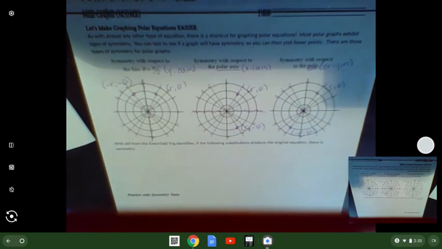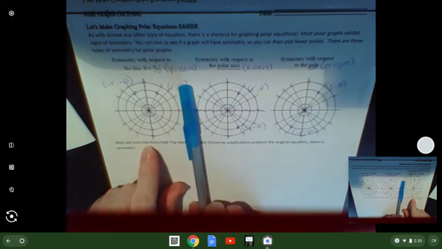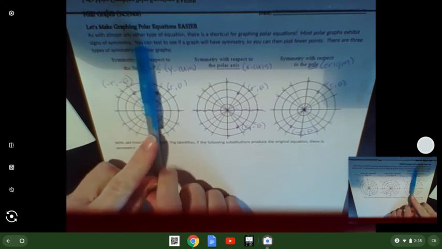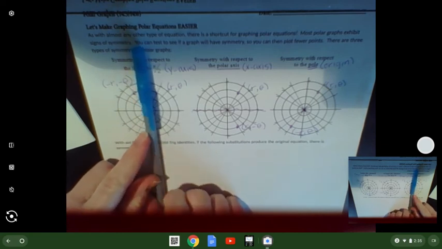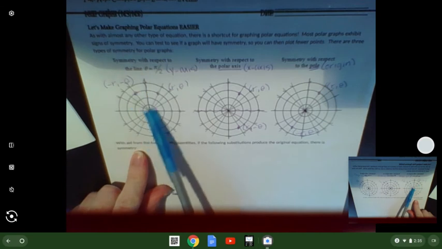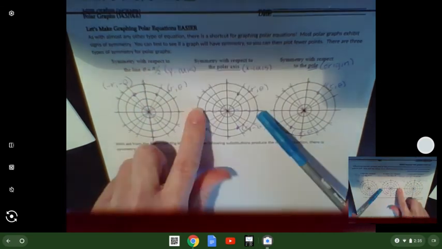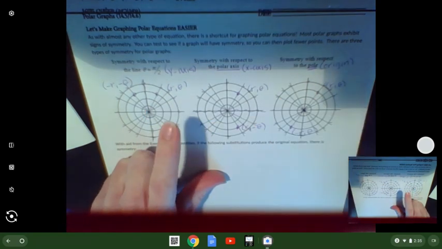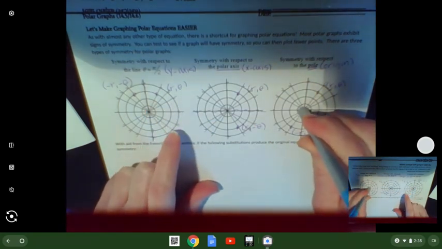So anyway, before we really jump into it, let's do just a very, very brief review. The y-axis no longer will be referred to as the y-axis. The y-axis in polar coordinates is referred to as the line theta equals pi over 2. Makes sense because pi over 2 is this angle right here. The x-axis is no longer called the x-axis, but it is called the polar axis. And the origin is now called the pole.